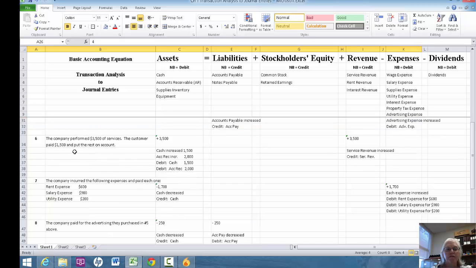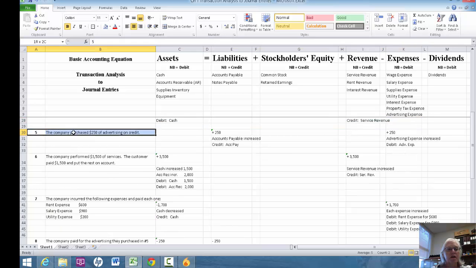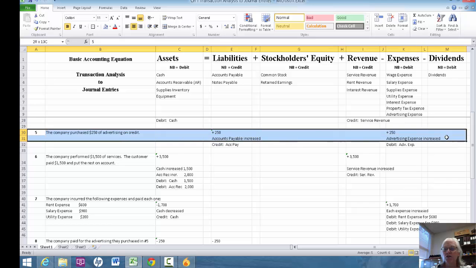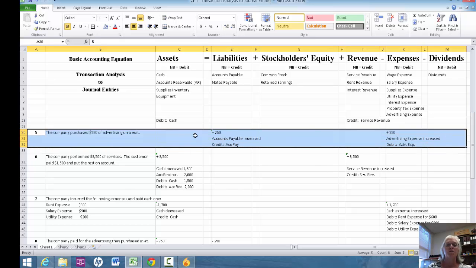Transaction number 5, the company purchased advertising on credit. So the liabilities will increase because we charged it. Expenses will increase because we incurred the advertising. So I will debit the advertising expense. That's how I increase an expense account. And I will credit the accounts payable. So my debits equal my credits on that.